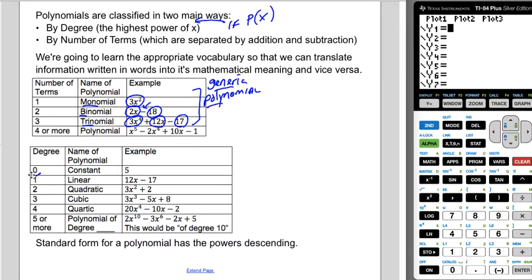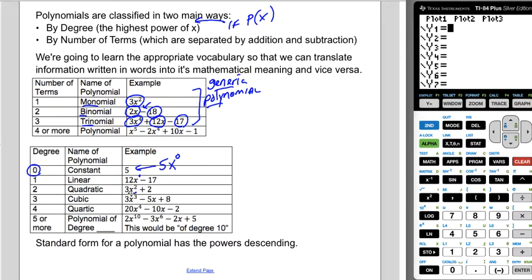So if a polynomial has a highest power of x to the 0, then it's just called a constant. Keep in mind that that 5 is actually a 5 times an x to the 0, which is why the degree would be 0, and that's called a constant. Something with the highest x power of 1 would be called linear, right? So this is a 12x to the first minus 17, so that's called linear.